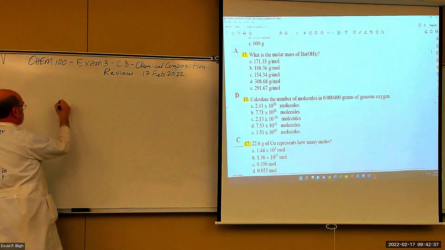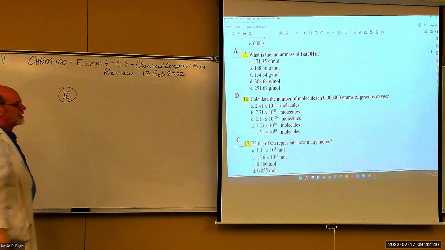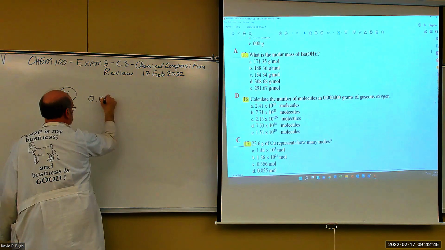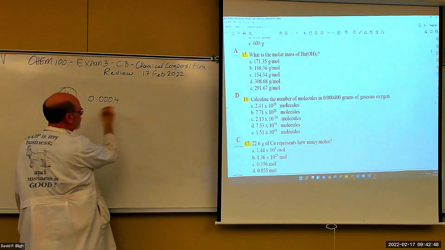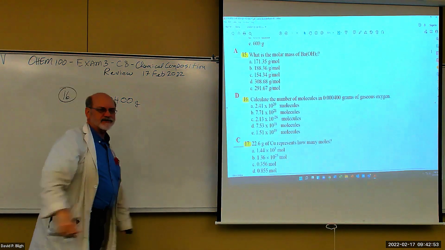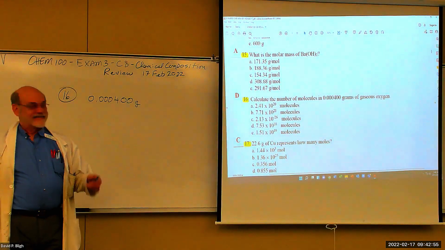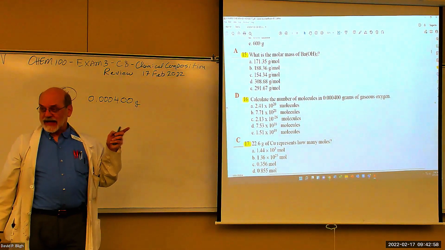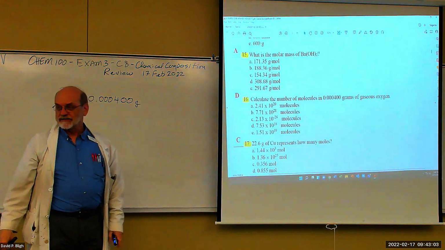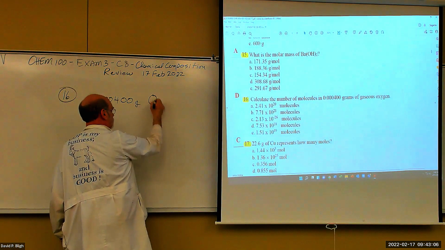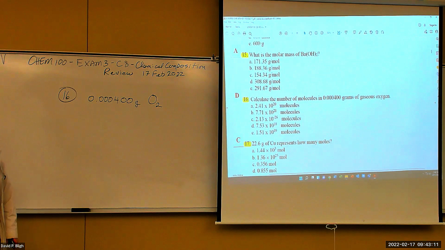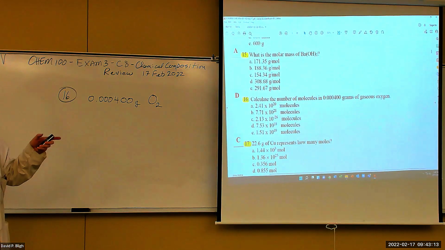About 16. Calculate the number of molecules in 0.004000 grams of gaseous oxygen. Okay. The key to this one is not just how to make the conversion, but gaseous oxygen. What is gaseous oxygen? It's always diatomic. So that's the purpose of this question, to see if you remember diatomics.